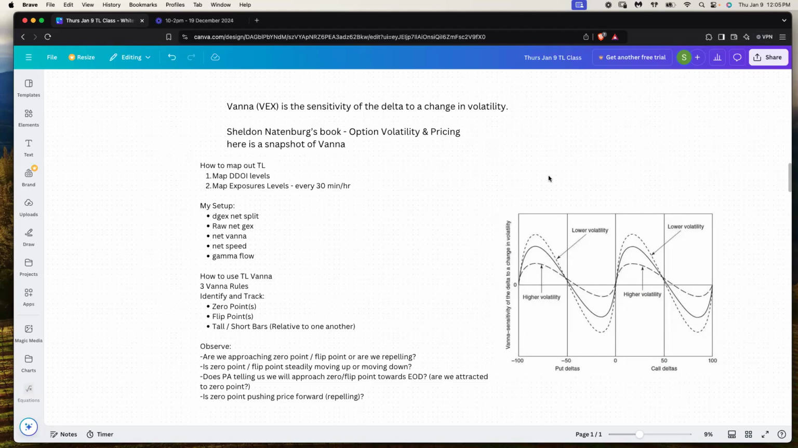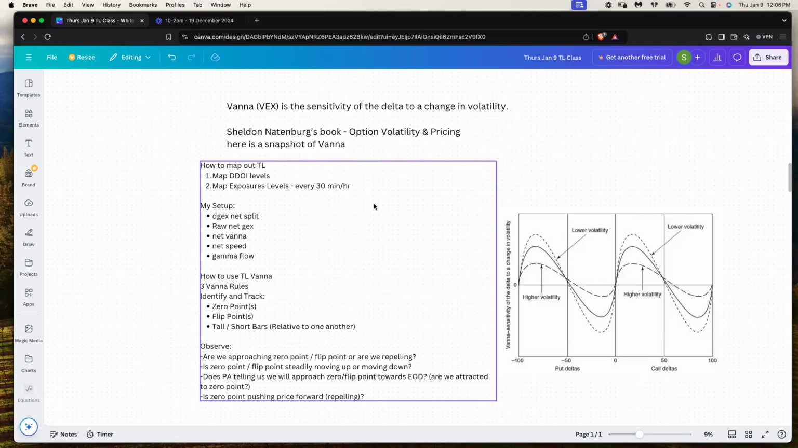So let's get into it. What is Vanna? Vanna is the sensitivity of the delta with respect to a change in volatility. You don't really need to know too much about that. Again, what I'm really going to focus on is what we look at when we look at the Vanna chart. This is from Sheldon Natenberg's book, Option Volatility and Pricing. I haven't really gone through this. It's definitely on my list of things to do, to get a more robust understanding of the exposures. So this is just for future reference.